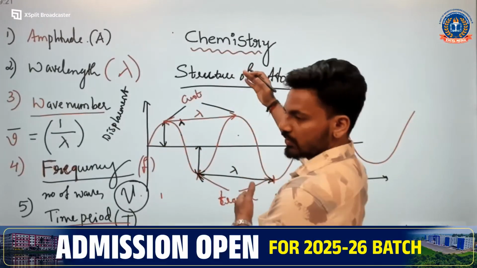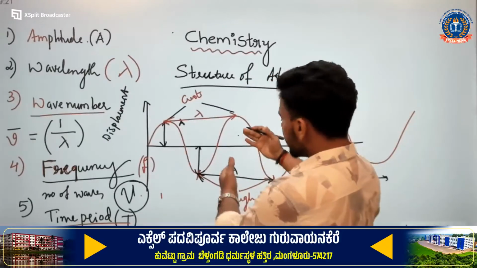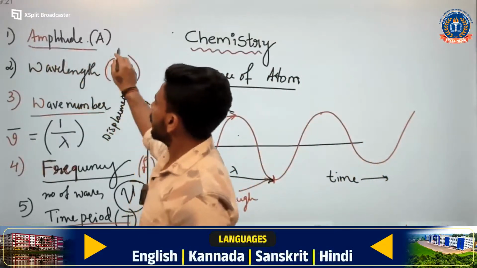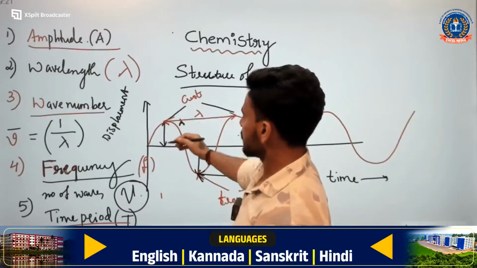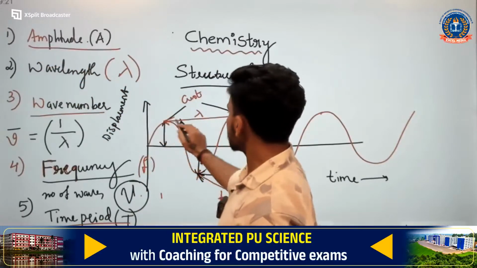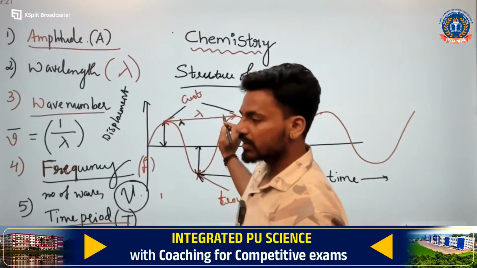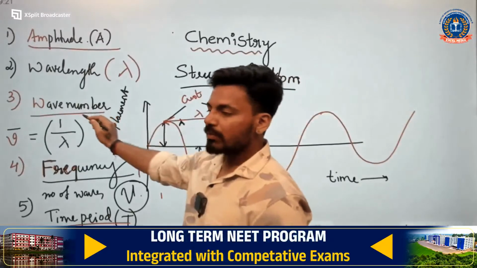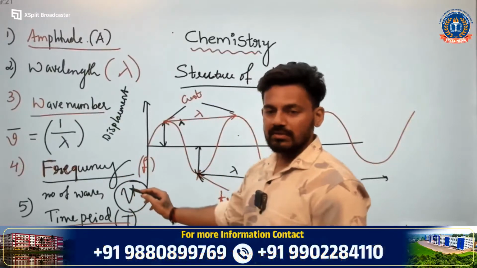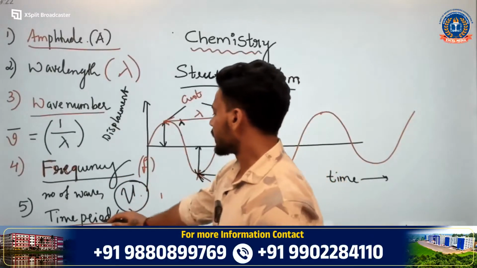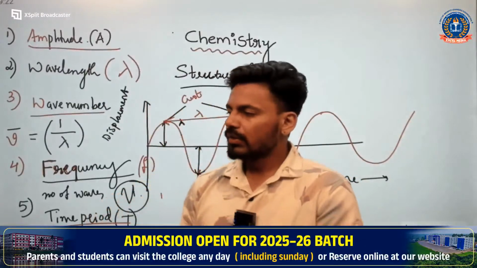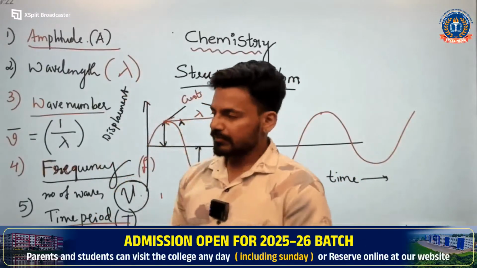If it is a positive term, I mean positive lobes, negative lobes, they are called a trough. Amplitude is the highest distance from the mean position. What is wavelength? Wavelength lambda is the distance between any two consecutive crests or troughs. What is wave number? Number of waves. Frequency is the number of waves per unit time, that is per second. Time period is the time taken for one oscillation. I hope all these points are clear for everybody.